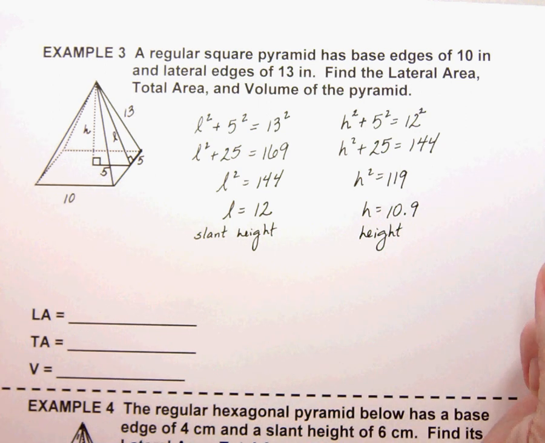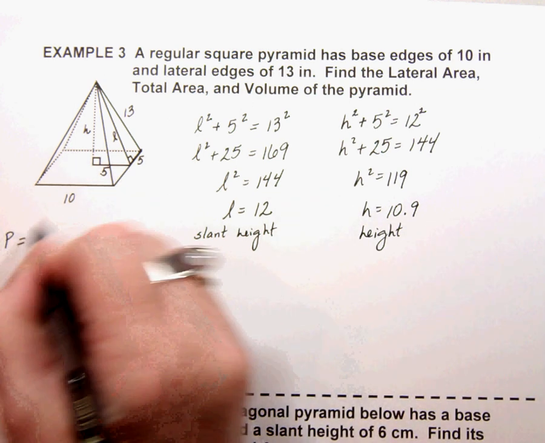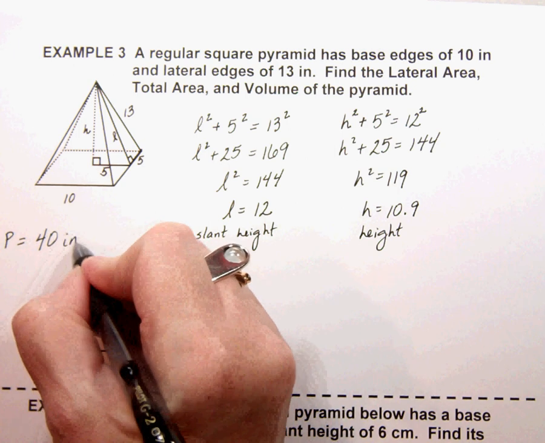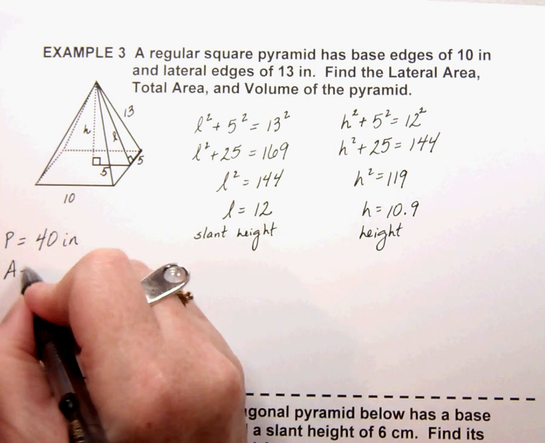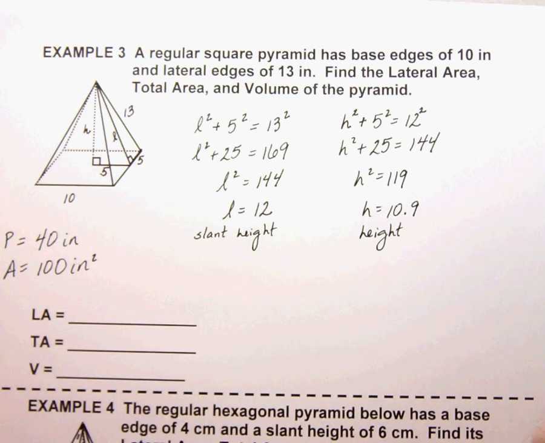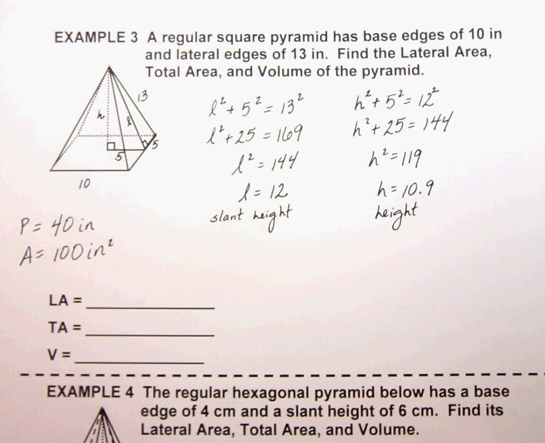Okay, the other thing we're going to need is the perimeter. The perimeter of this one would be 4 times 10, so it's 40. And the area of this base is 10 times 10, so that's 100 square inches. So I think we have everything we need to use to find lateral area, total area, and volume.